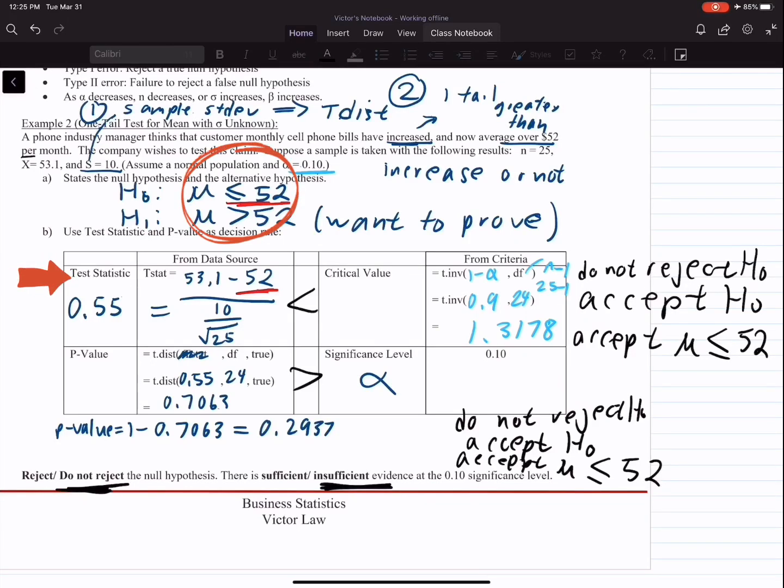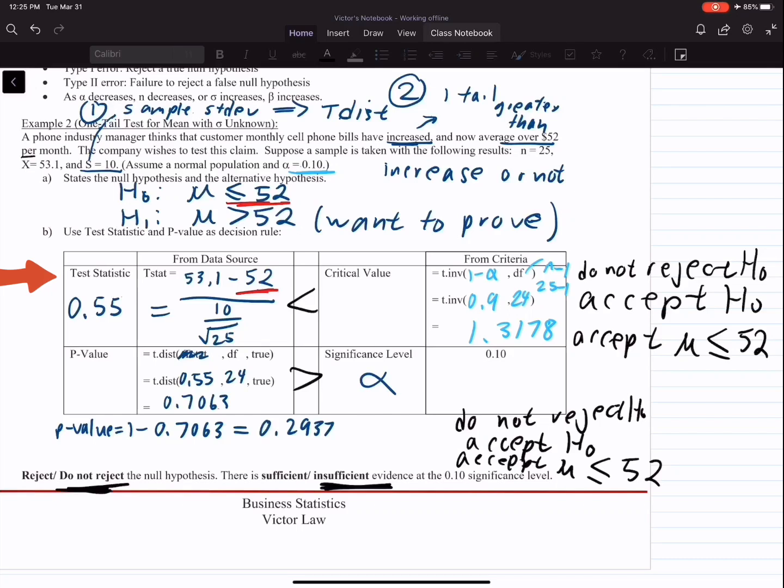Your mu equals 52 because we haven't proved anything yet. So therefore, we have to assume that H null is true. And H null states that mu is less than or equal to 52, so mu is equal to 52. That's what we're assuming, and we have to assume that is true because we haven't proved anything yet.